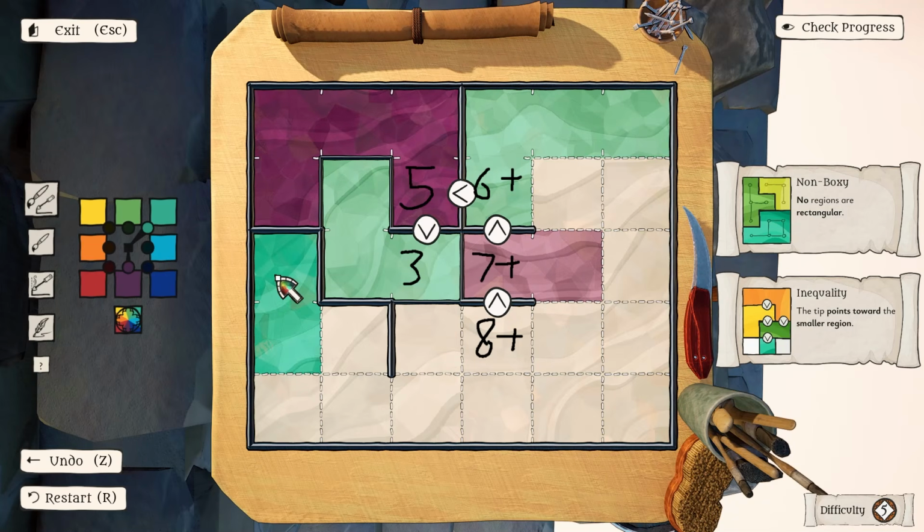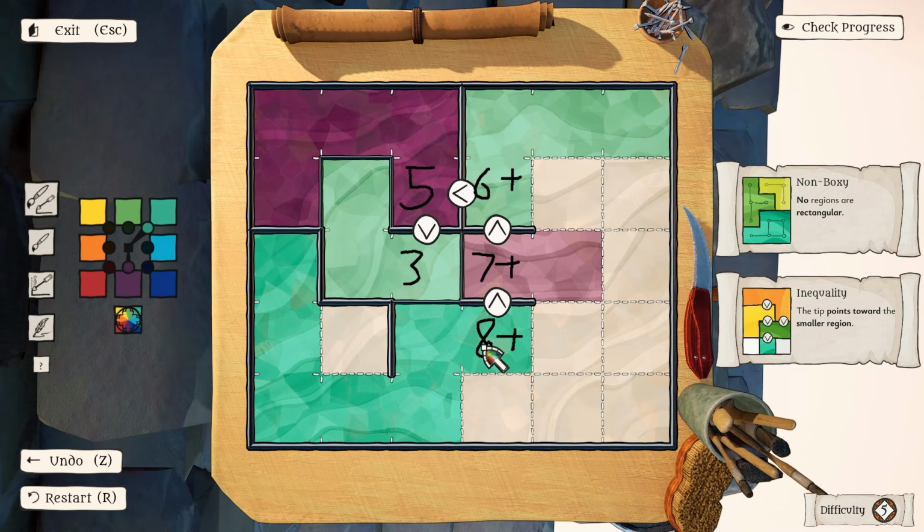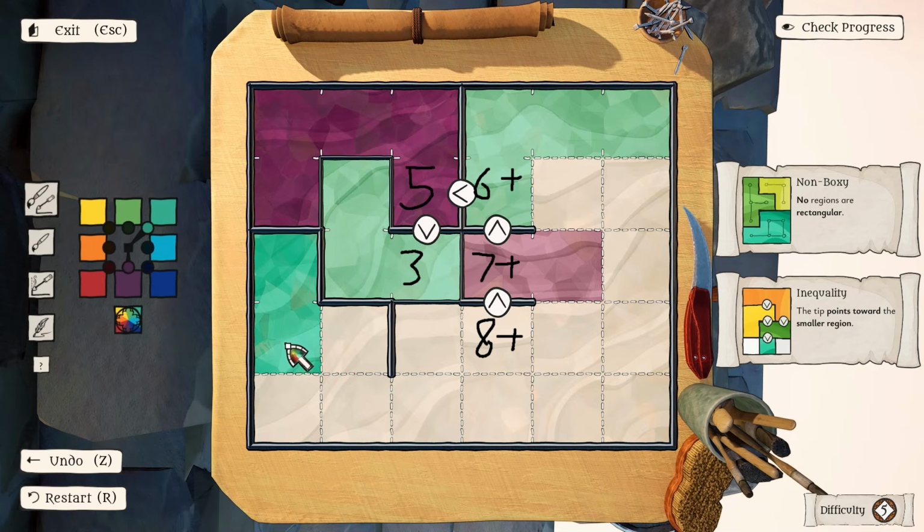This is going to have to join the region. It's not joining the 7 or the 6. It's going to be joining the 8 plus. How do I do that without leaving a 1 behind somewhere? I don't. There's either going to be a 1 here or a 1 here. I think I've messed up again.